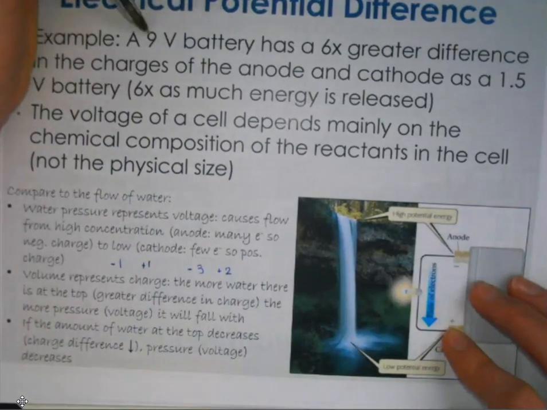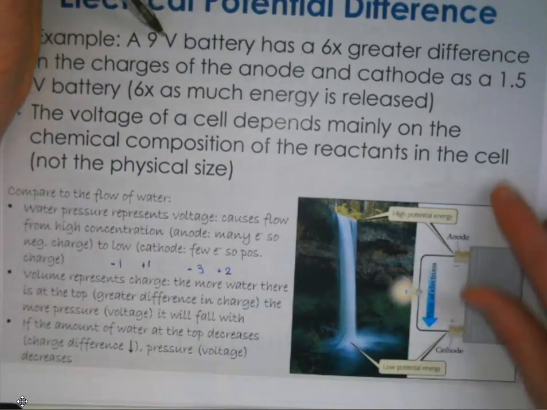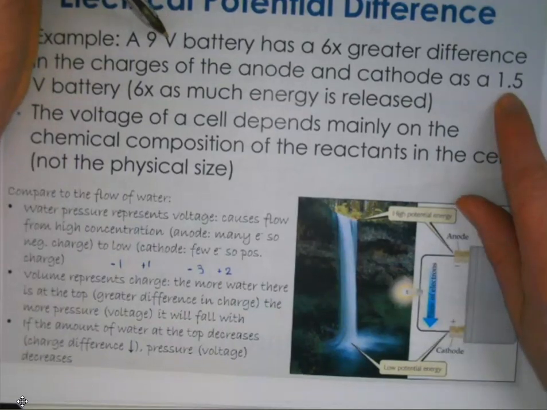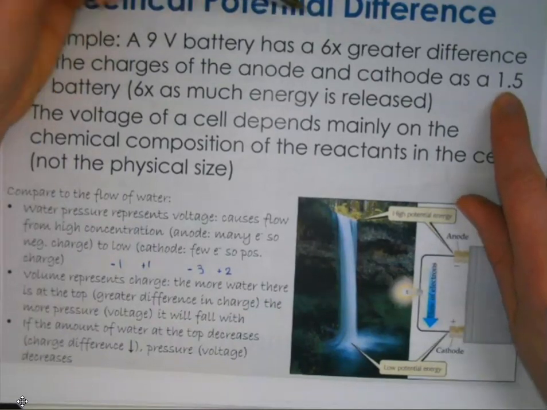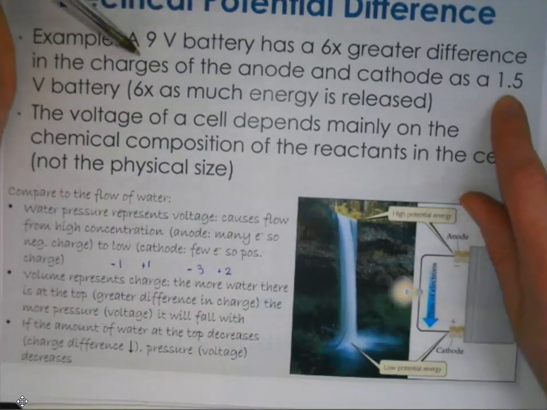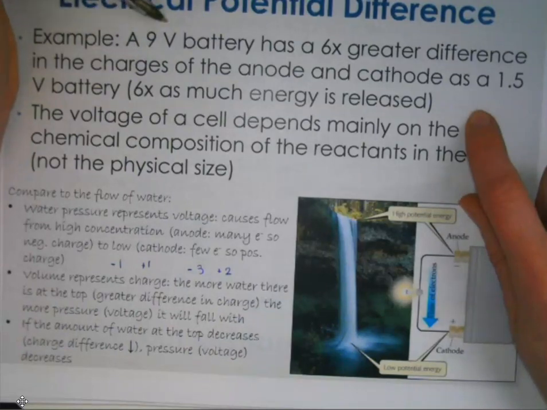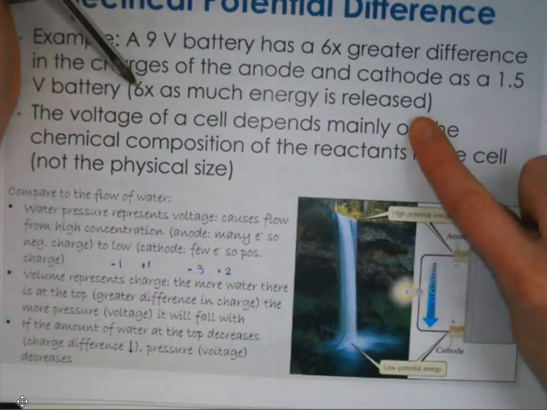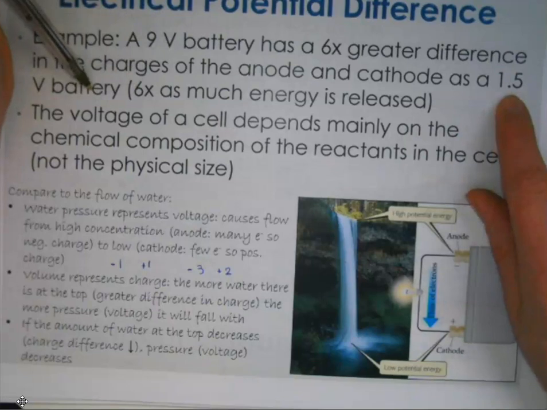Another thing to keep in mind here is how those differences in voltage apply practically. If you have a 9-volt battery versus a 1.5-volt battery, there's 6 times more of a difference in the charges in the 9-volt battery than in a 1.5-volt battery. As a result, the 9-volt battery can release 6 times as much energy as the 1.5-volt battery.